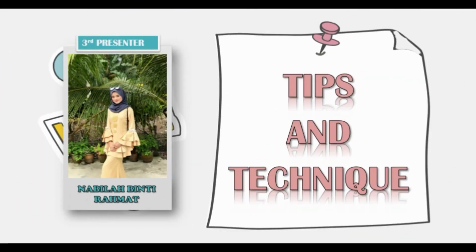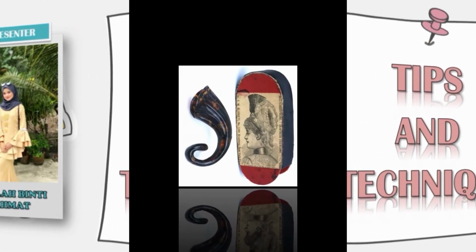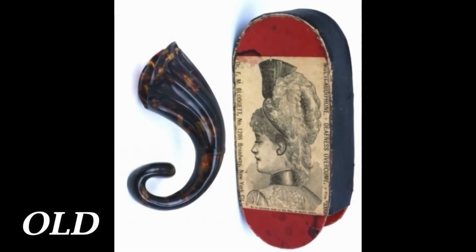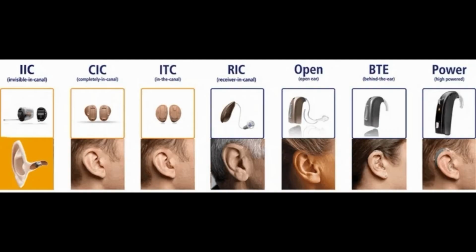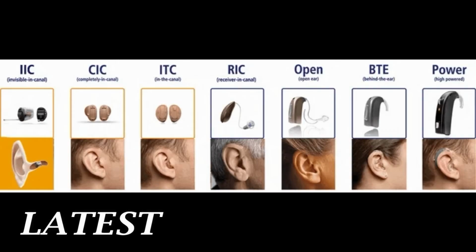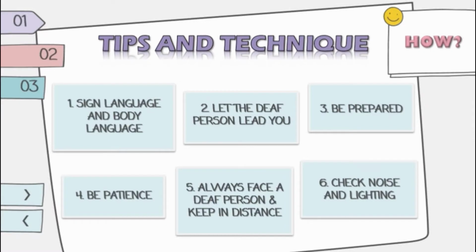So, my name is Nabila binti Rahmat, and I will continue about the tips and techniques on how to handle a person with a hearing impairment and how to communicate with them. But I will show you first the hearing aids used by a person with a hearing impairment. So, this is the old one that was used in the 19th century, and this is the latest one, which has been categorized into a few types. Okay, now let's move to the tips and techniques.